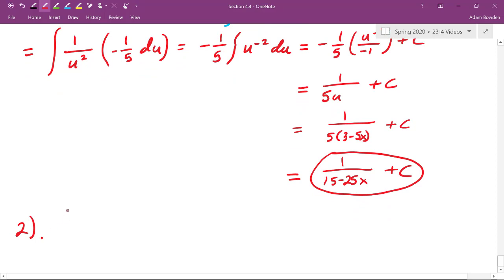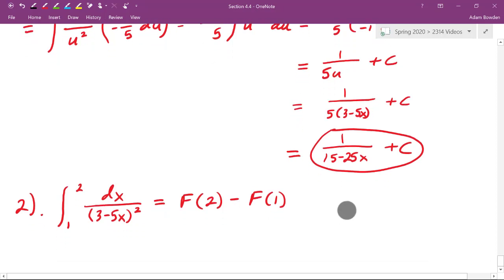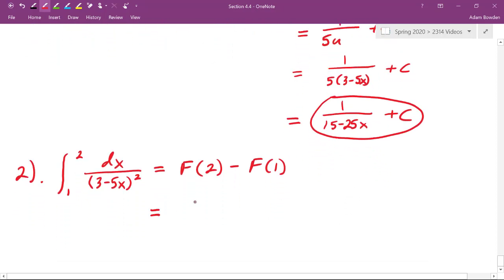The next thing to do is consider the definite integral from 1 to 2. And now we can calculate this using the antiderivative we just figured out. Fundamental theorem of calculus says plug in the 2, plug in the 1 in the antiderivative, subtract those. So for us that would look like 1 divided by (15 minus 25 times 2) minus 1 over (15 minus 25 times 1). Again not including the constant c because of the no need for it when plugging in the numbers.